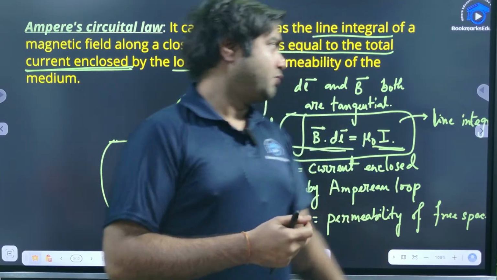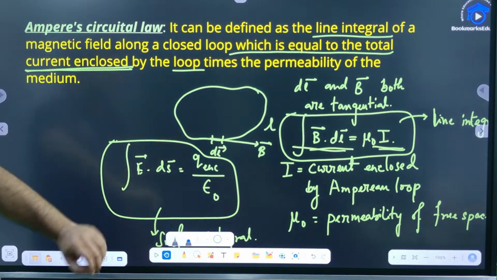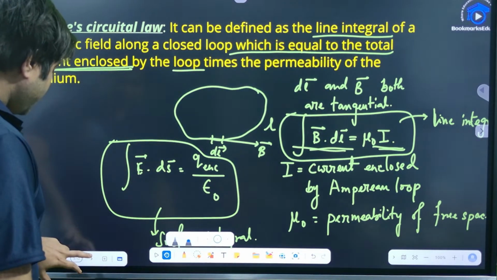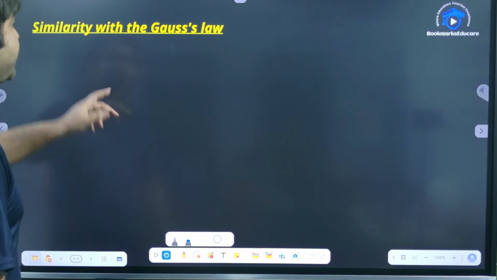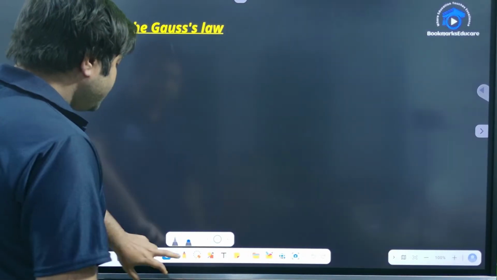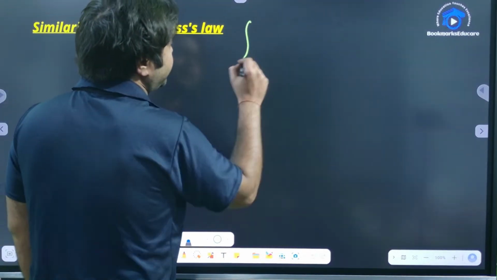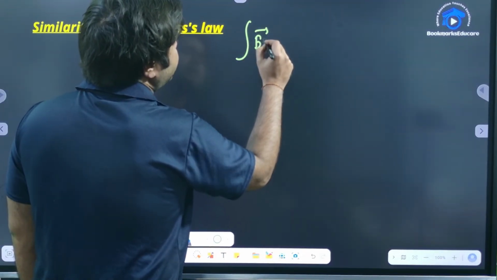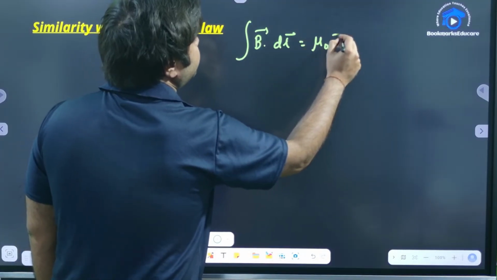Okay guys, okay. So this is the thing. Now, that is the similarity with Gauss law that we have already seen. There are certain similarities. Now a very important thing: how are we saying that the line integral of this magnetic field B is equal to mu naught I?